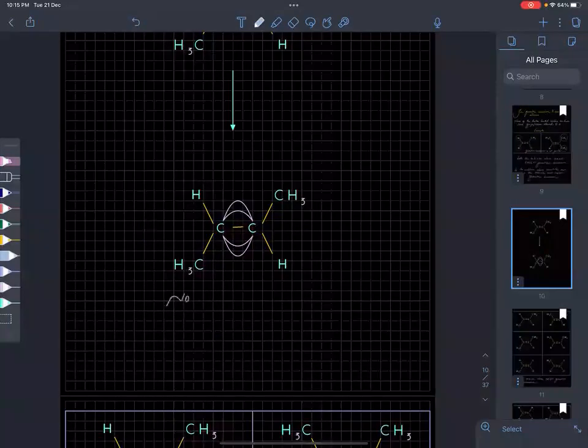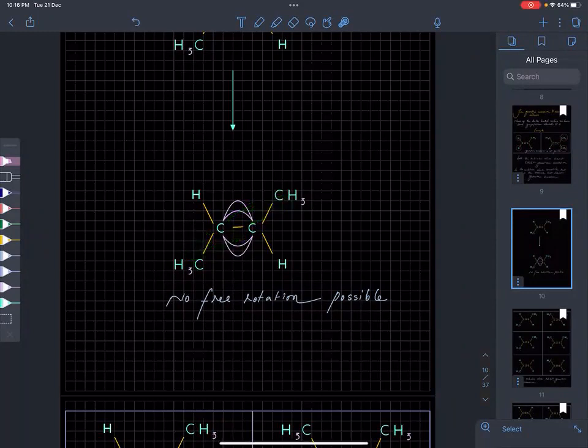If there is only one pi bond, why are you drawing two? No. One pi bond is one above and one below. If two pi bonds are there, then one will be at the front and one at the back also. For example, if you have a triple bond, two pi bonds are present, right? So see, this is only one pi bond. If a triple bond is there, one will be at the front and one at the back. You are getting my point?